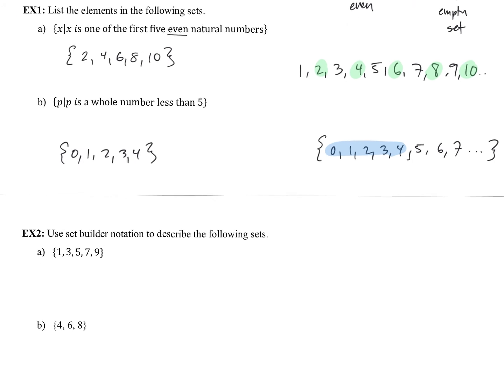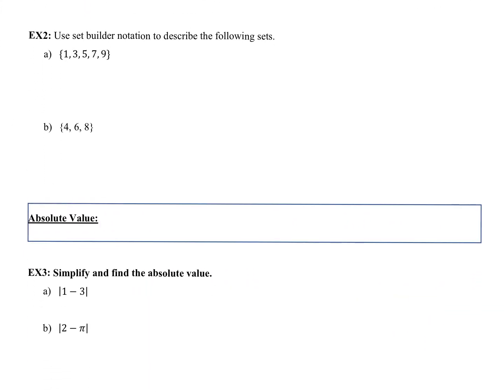Alright, let's take a look at the next example. Example 2. Use set builder notation to describe the following sets. Okay, so that's when we're going to go ahead and set up our variable, so x, such that, and we have to think, how could we describe this set here? Now, there are multiple different ways to describe sets, so there would not be one right answer. But let's see, what do they all have in common?